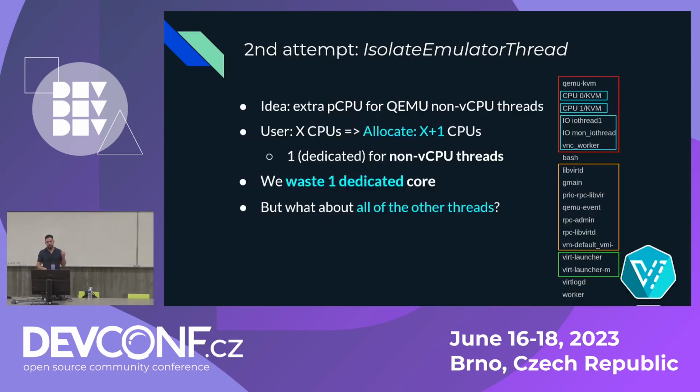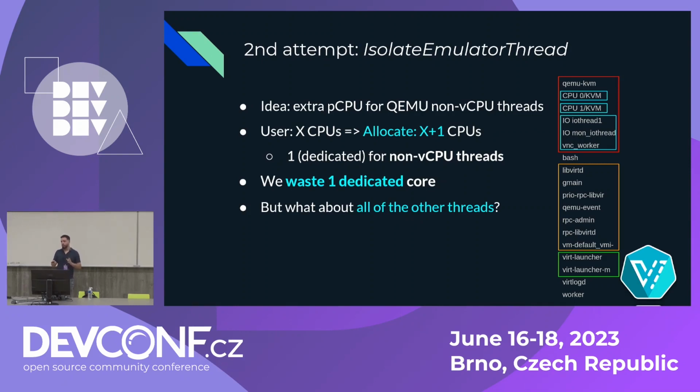So, second attempt. Basically, a field in the VMI object, the virtual machine instance object, was introduced that's called IsolateEmulatorThread. The basic idea here is if the user asks for X CPUs, we're going to allocate X plus 1 CPUs. So 1 extra dedicated core to run all of the non-vCPU threads.